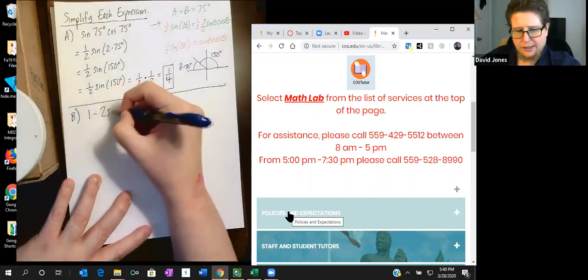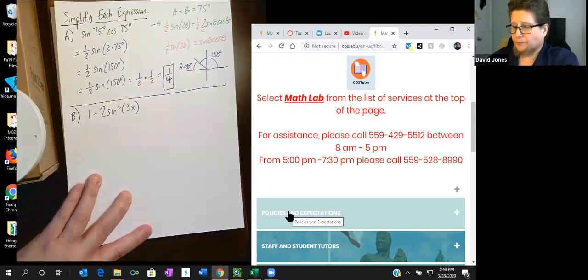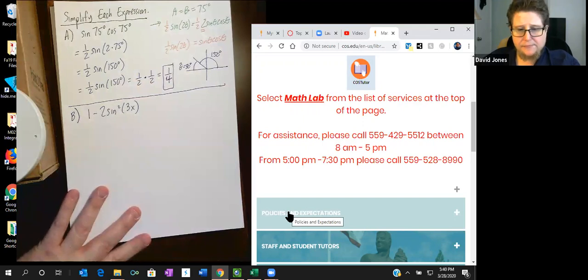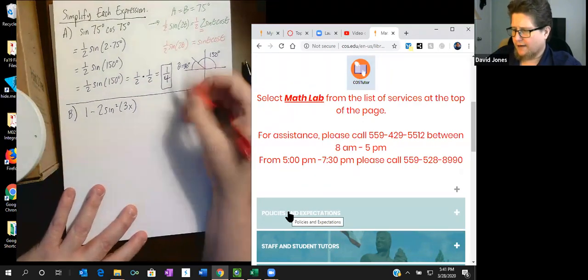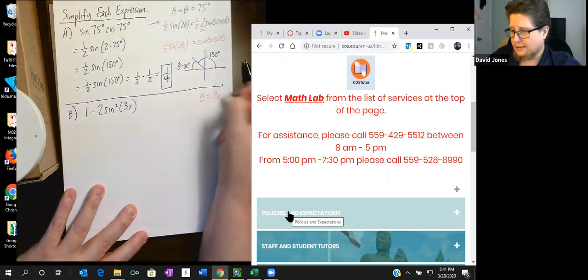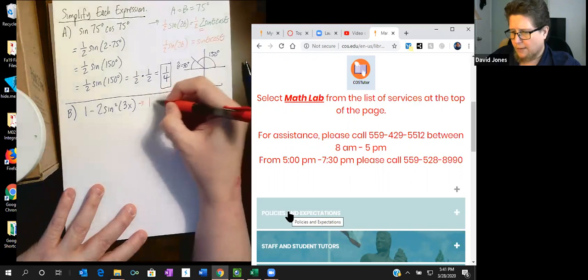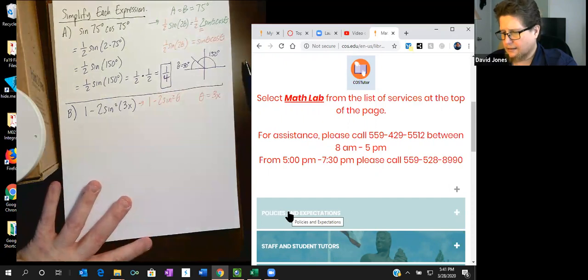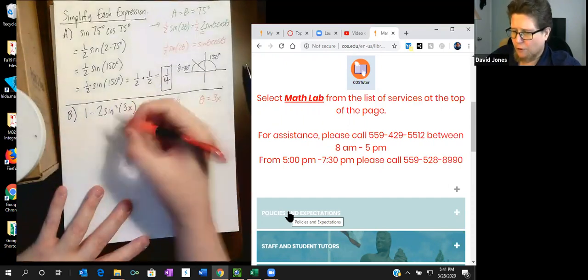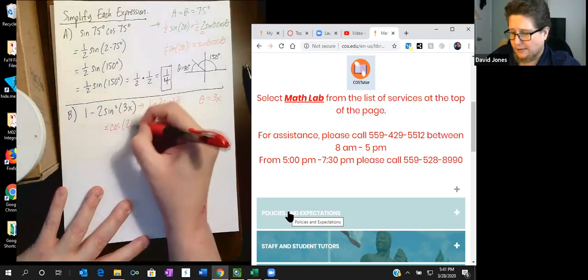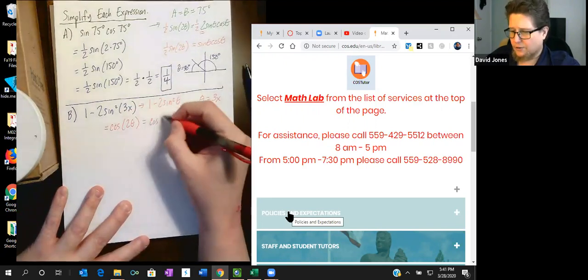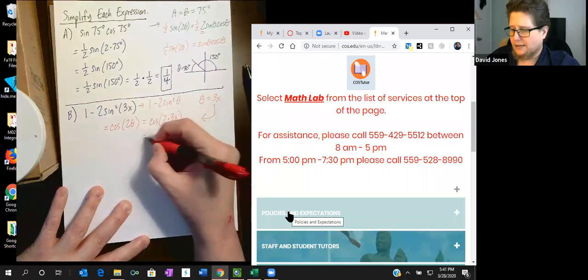One minus 2 sine squared of 3x. Let's simplify that. So if I say theta equals 3x, this looks like 1 minus 2 sine squared theta. And from our formulas, we know that's cosine of 2 theta. Now let's put theta equals 3x back in. Cosine of 2 times 3x is cosine of 6x.